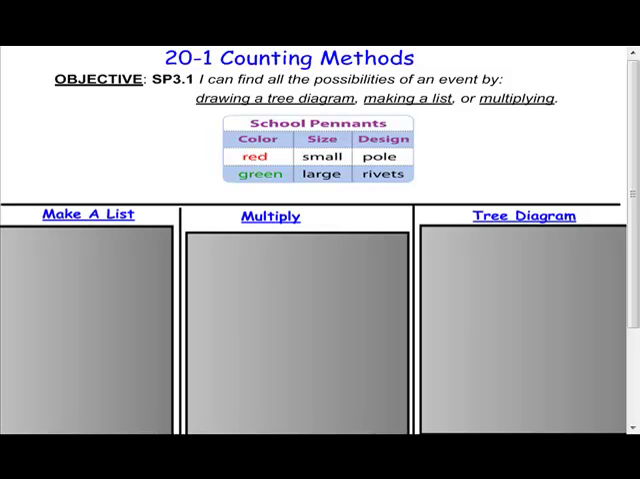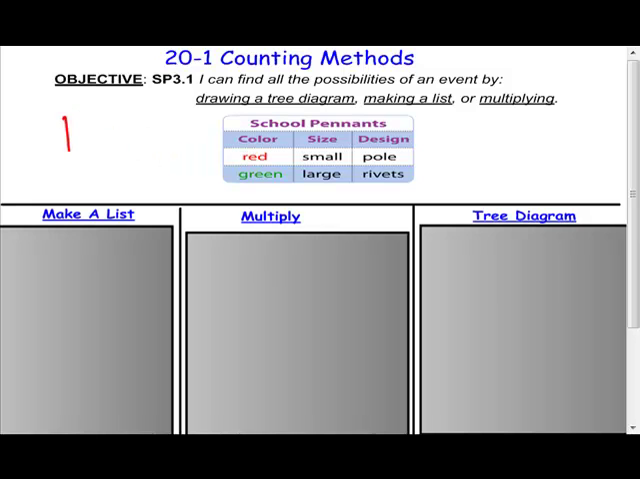This lesson is on counting methods. Our objective is to find all the possibilities of an event by drawing a tree diagram, by making a list, or by multiplying. Well, we're going to deal with this little chart right here on school pennants.